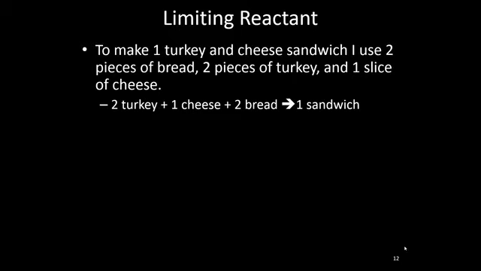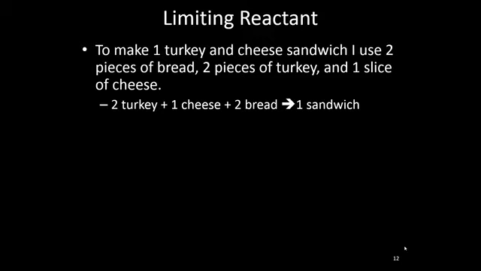What if we didn't know which reagent was present in excess? Could we figure it out? How would that change our calculation approach? To understand this idea, let's start with a non-chemistry example. Let's assume we want to make a turkey and cheese sandwich.